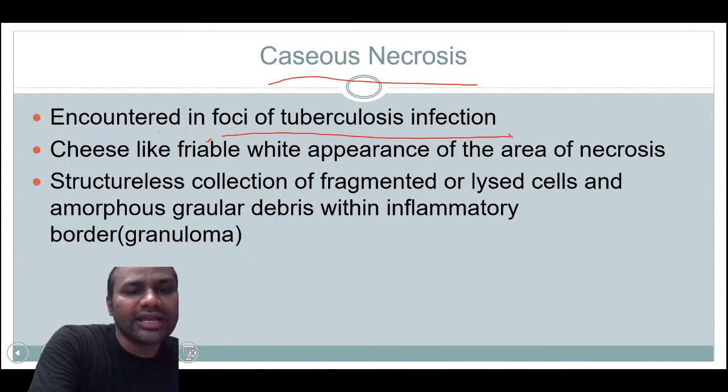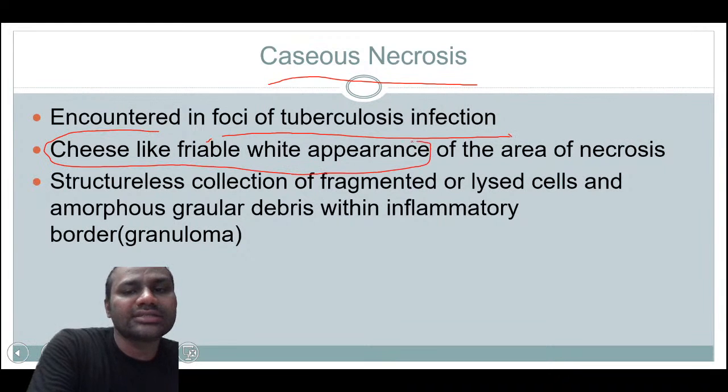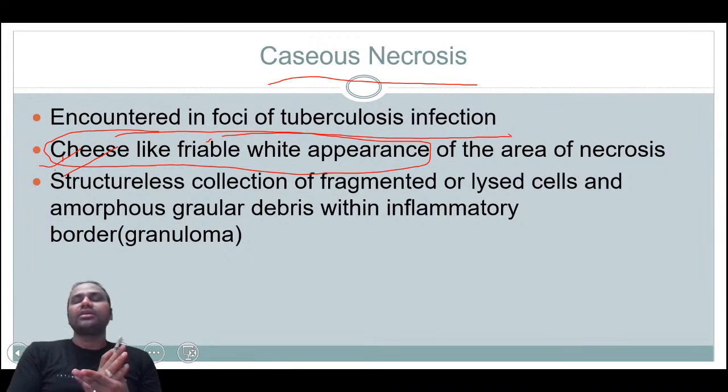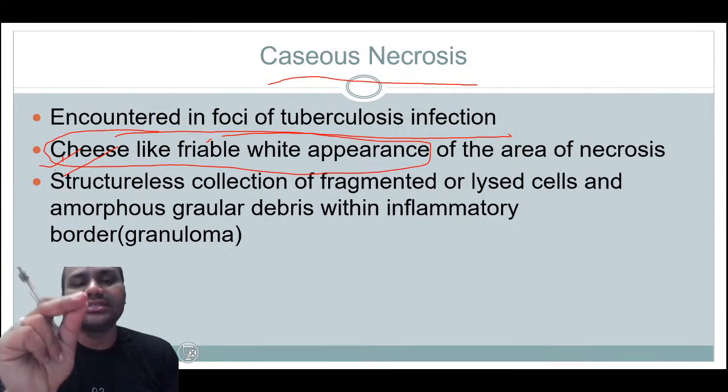This will appear like a cheese-like, friable, white appearance. Sometimes you will be told that a cheese-like appearance is seen in this infection. What is that? You need to know this term also: cheese-like appearance is seen in caseous necrosis.